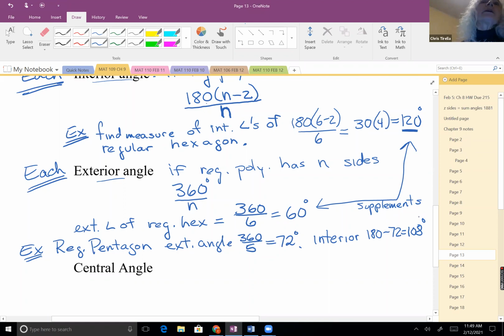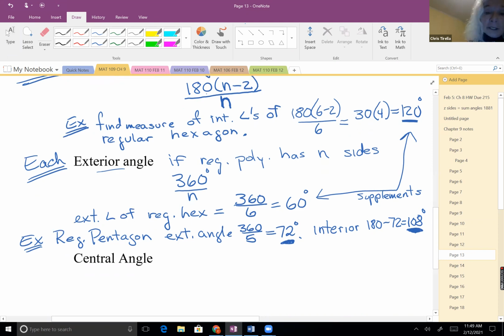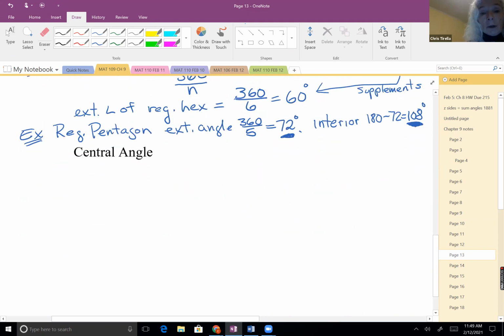And sometimes I think, if I tell you how big the interior angle is, and I want to know how many sides I have, it's easier to take that interior angle, find its supplement, and then divide 360 by that number to get the number of sides, as opposed to using this other formula. And you'll see those types of questions in the homework.